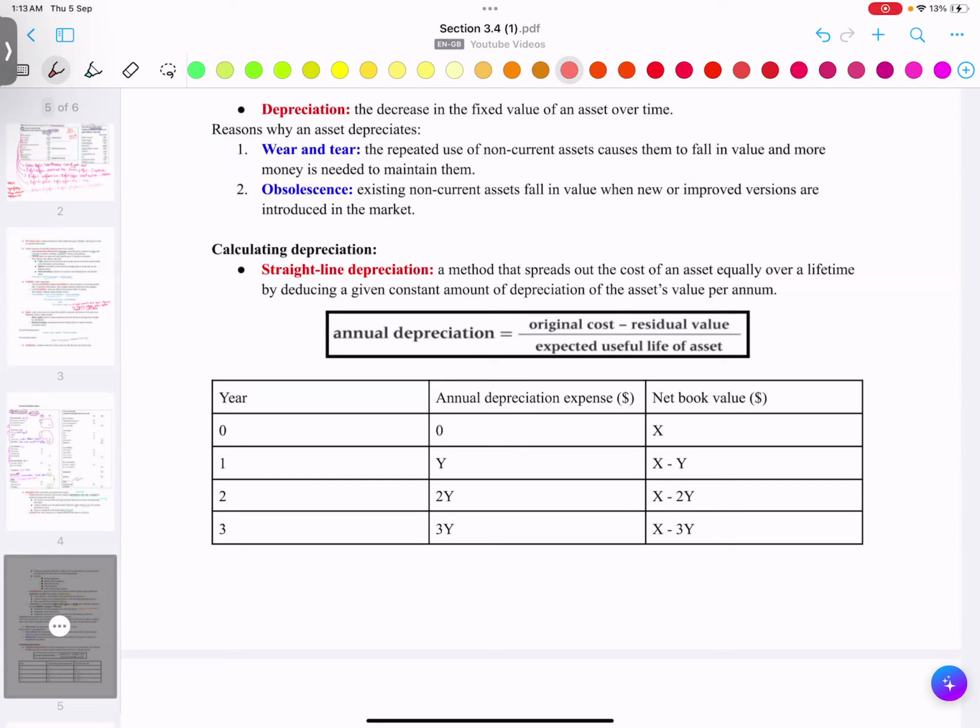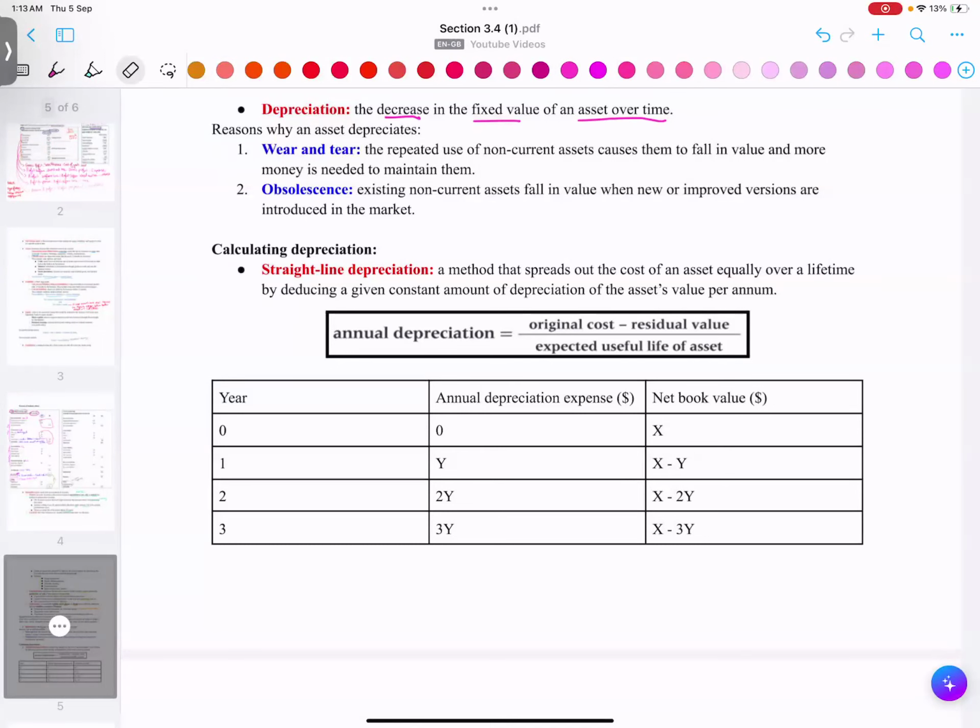What is the definition of depreciation? Depreciation is defined as the decrease in the fixed value of an asset over time. So it's the decrease in fixed value of an asset over time. Why does an asset depreciate? So what are the reasons for its depreciation?